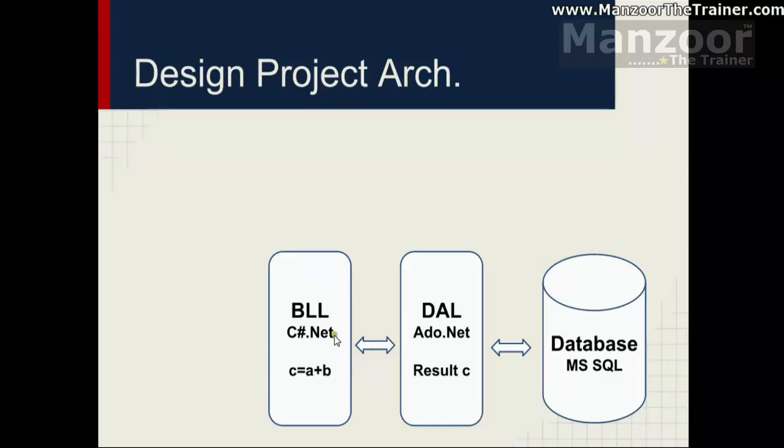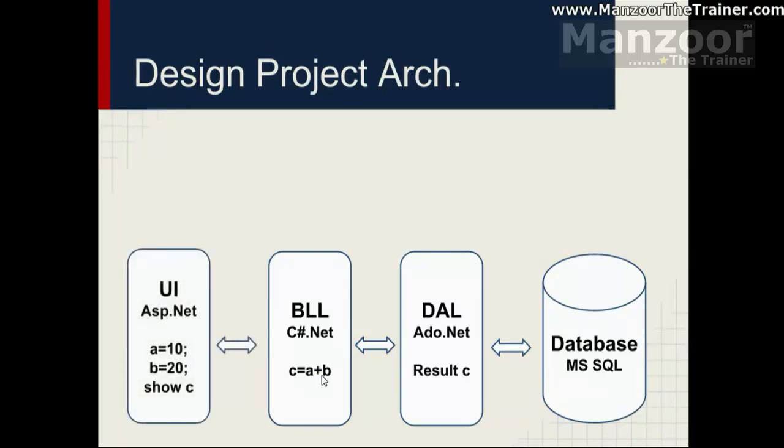Now, how do I access the application? How do I interact with the application? That means I need to give values for A and B, and I need to look for the result. That I'll do with the help of the UI, user interface. I'm going to implement the user interface with ASP.NET Web Forms. It is the responsibility of the web form to accept the values from the text boxes, say A equals 10, B equals 20. Then it will pass these to the business logic layer. The business logic layer will perform A plus B and pass the result to the data access layer, and the data access layer will store it into the database. All your form validations you will apply here, and all your business validations you will apply here.